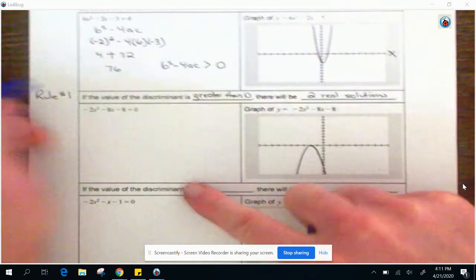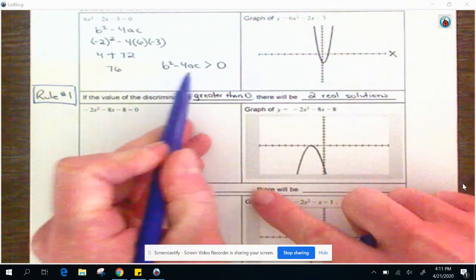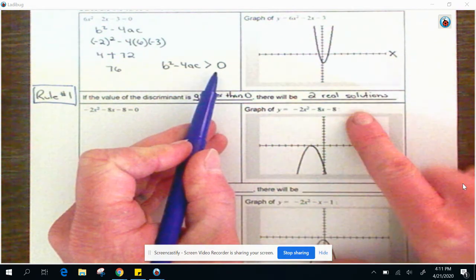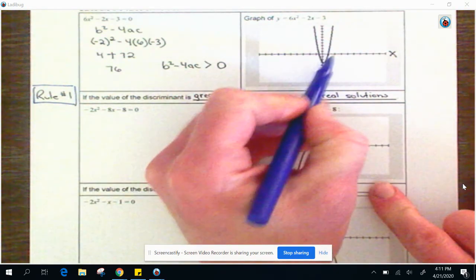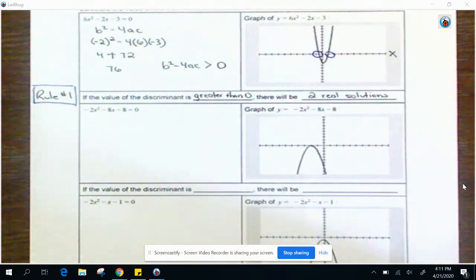There are 3 rules with respect to the discriminant. Rule number 1 is if the discriminant is greater than 0, you have 2 real solutions. And you notice that here. Okay, so you've got a solution here and you've got a solution here. All right, let's do the next one.